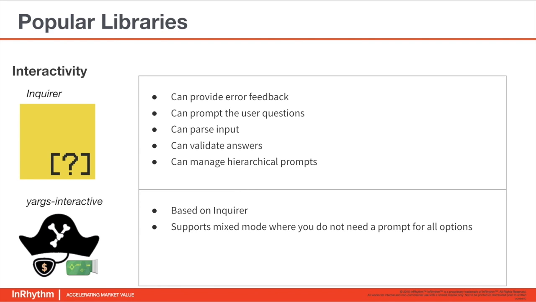While Yargs and Commander are great for parsing user input, they still do not add any interactivity to your app. So this is where Inquirer and Yargs Interactive can come into play. A lot of the time when your app becomes more complex, you cannot set default values for certain values. For instance, a user may need to input their password or other sensitive information. This is where these libraries can help to prompt the user questions to set these values.